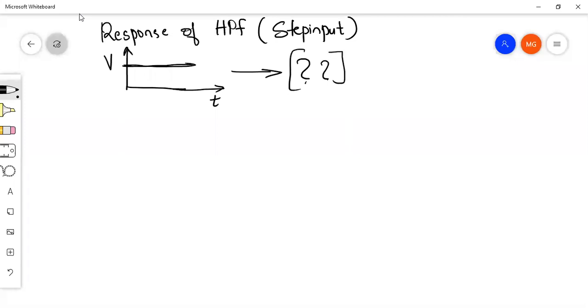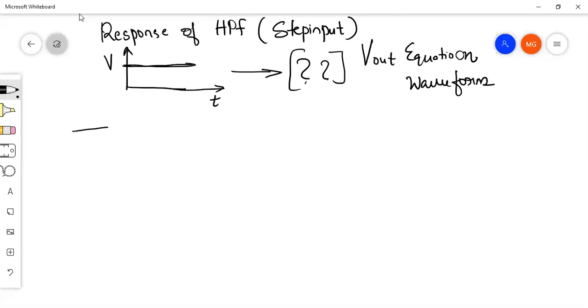This is what we need to find. That means, what is the equation of output? The equation, and at the same time the waveform. We need to find the output voltage equation, and we need to calculate what is the waveform. These are the two things we are discussing. So again, moving to the circuit part.